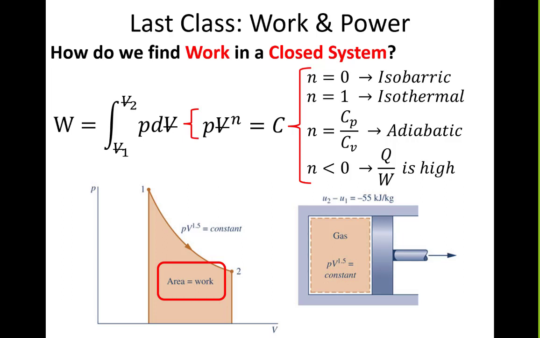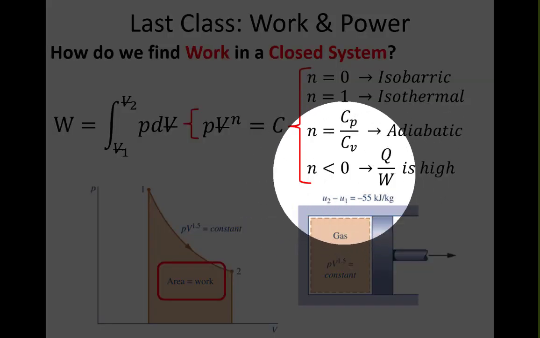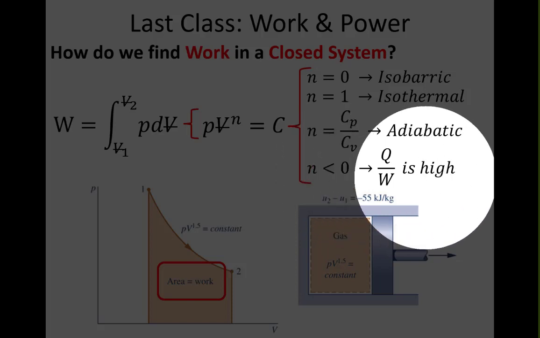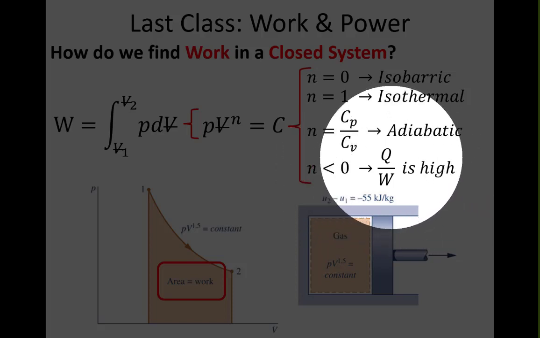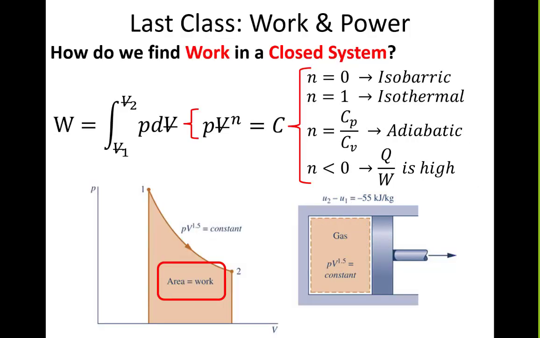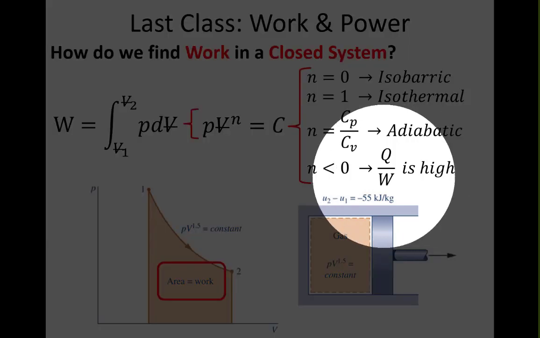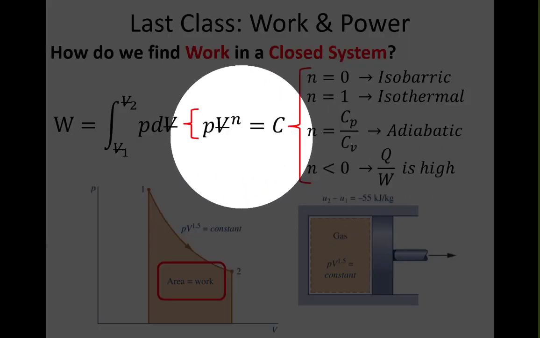And then we'll have times where n is less than 0. If n is a negative number, then that means the heat transfer is much bigger than the work. So we know something physically about these processes based on the value of n. Now there are some cases, one case in particular, where we won't have a polytropic process.